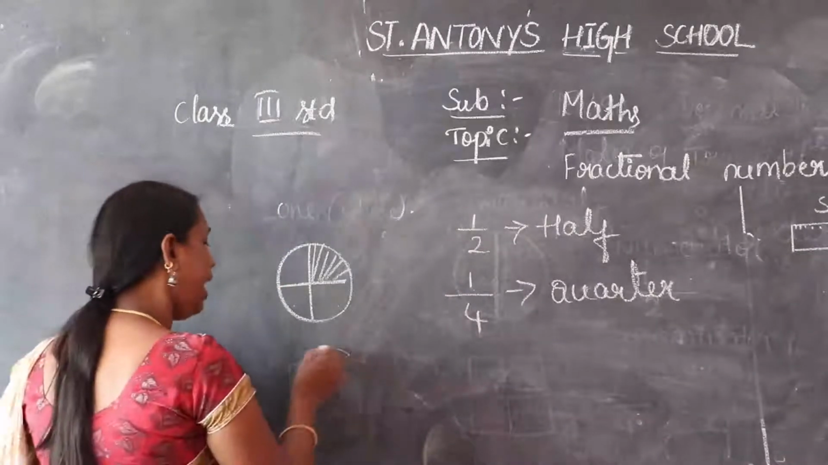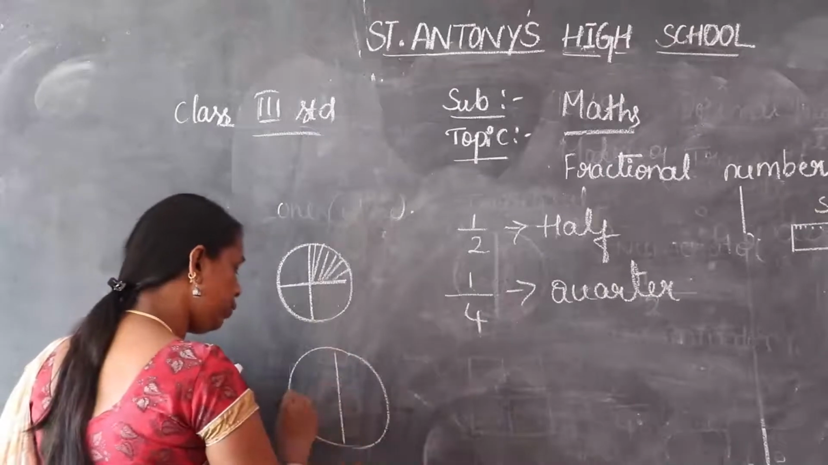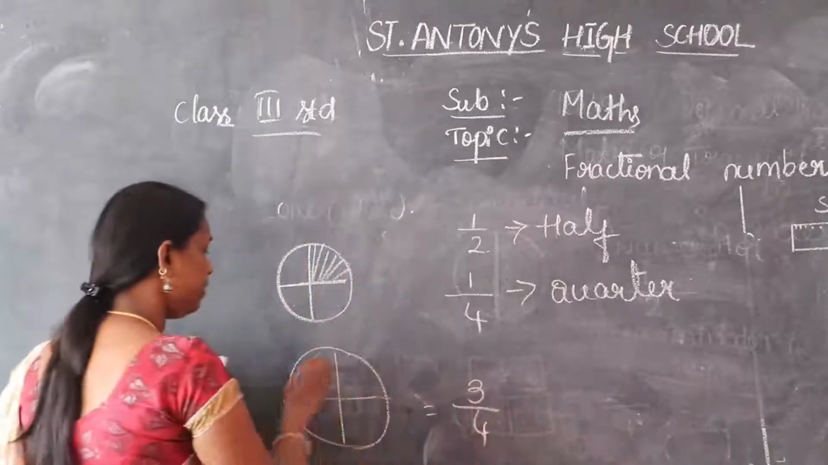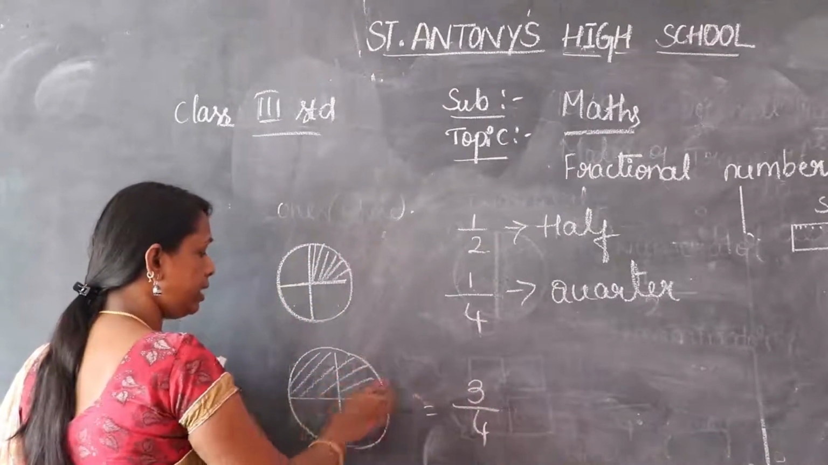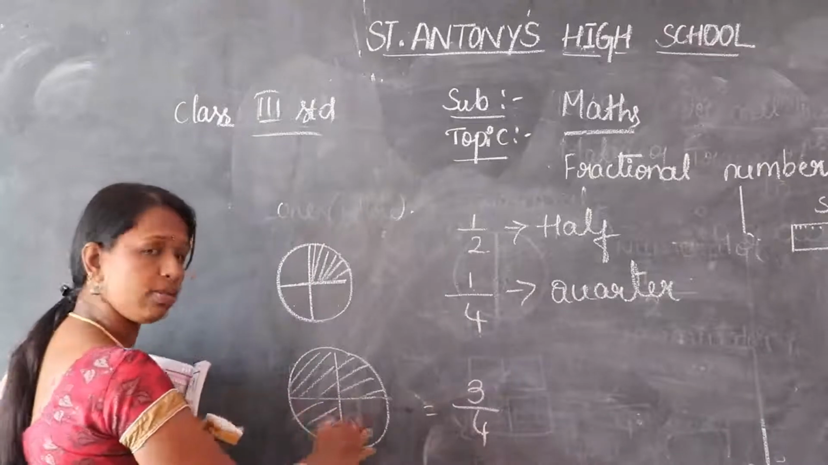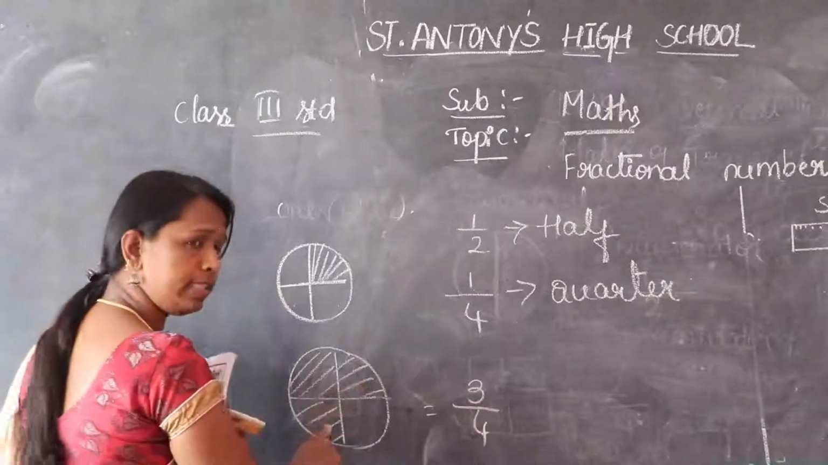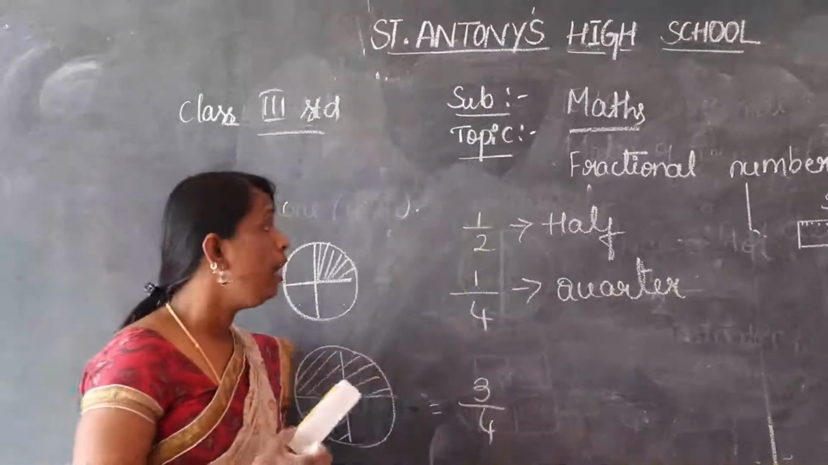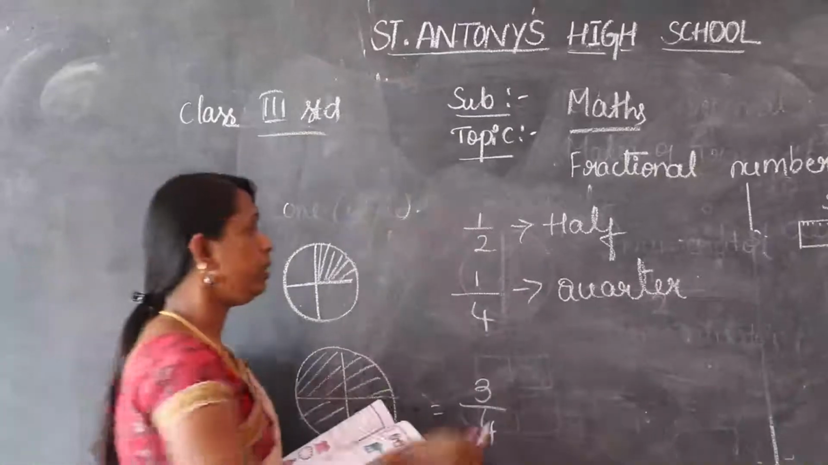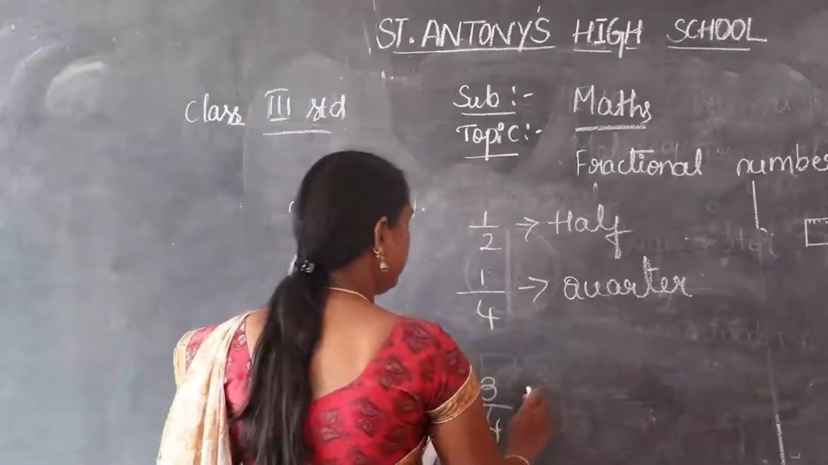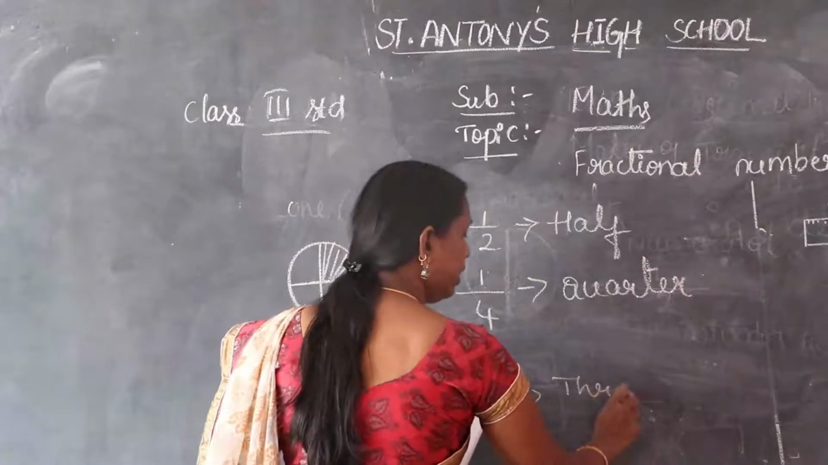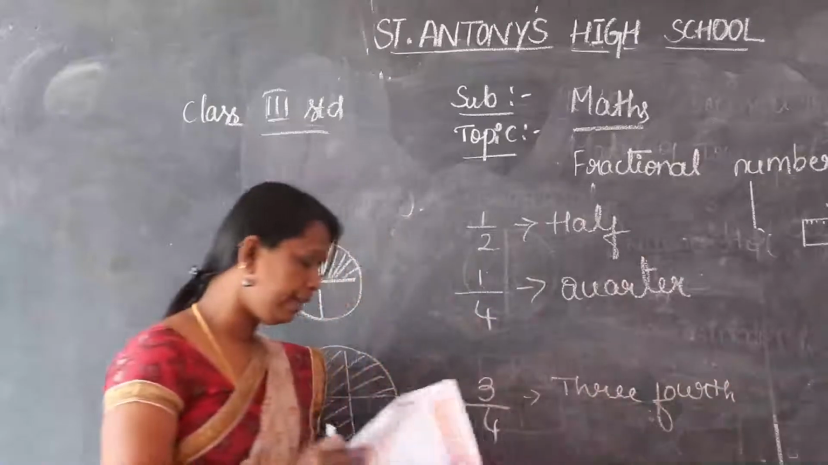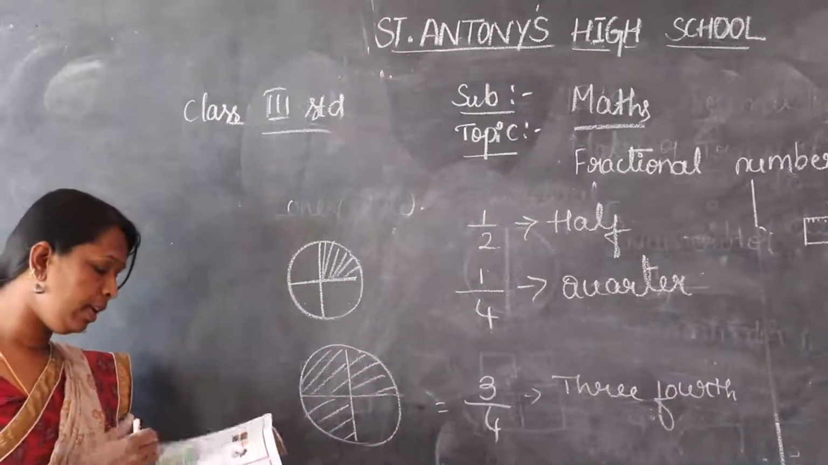Quarter. And if we take the same pizza cut into 4 parts and take 3 of them, we call it 3 by 4th part. The remaining one is only 1, but the shaded part is 3, that is called 3/4. Okay children, half we call 1 by 2, 1 by 4 we call a quarter, and this is called 3/4 part.